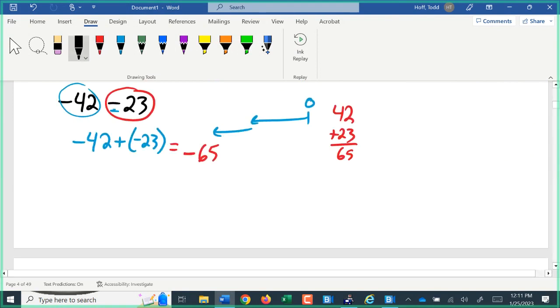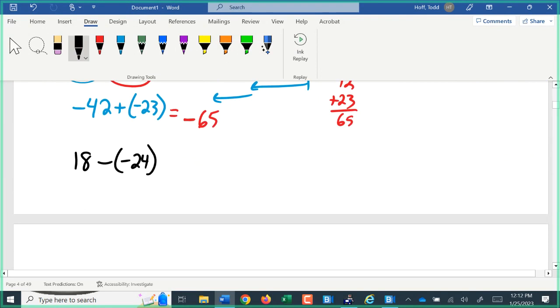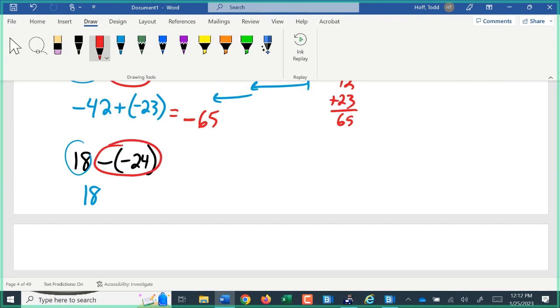The one that really baffles people is this one. 18 minus a negative 24. Well, again, the 18 is not affected. That just stays 18. Subtraction operates on the number coming after it. So instead of subtracting, we're going to add. The opposite of negative 24 is a positive 24. That's just 18 plus 24, which is 42.